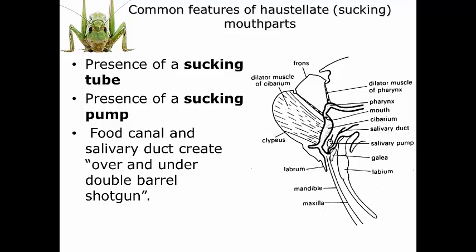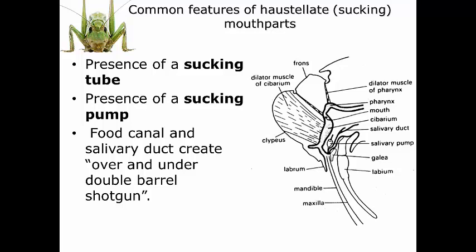So this drawing that you see here gives you a general idea as to the basic parts of the haustellate mouthparts. Notice that all the basics are still here. You get the labrum at the top. Okay, it looks a little smaller. The mandibles and the maxillae are there in varying degrees of elongated changes. The hypopharynx is there, and the labium.